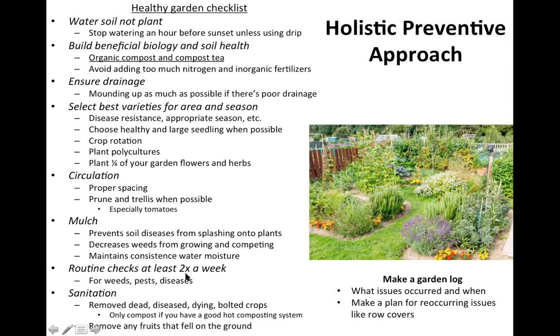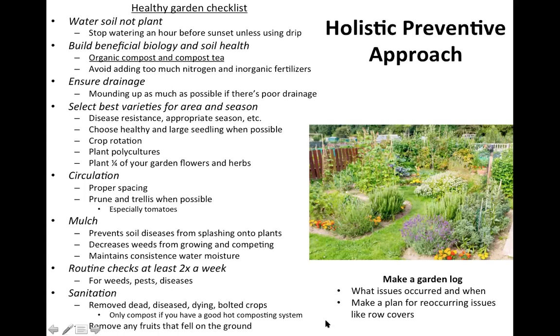And just spending twice a week walking around your garden, looking at bug control, doing some squishing, looking for disease, cutting those diseased plant parts out, and throwing them in the trash as quickly as possible. Sanitation: dead things, diseased things, things that are struggling, get those out of your garden before they become vectors for diseases. Remove fruits that fall, because they're going to rot and attract insects. So just keep your garden healthy and clean.